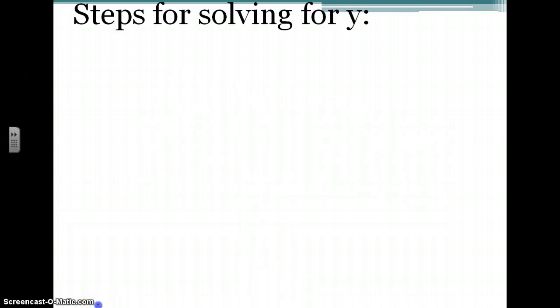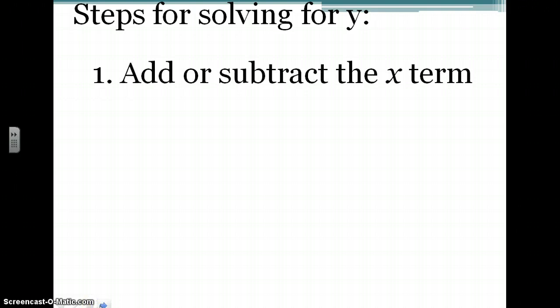The first step is add or subtract the x term. So you're going to either add or subtract the x term. Those are the only two operations you can do, add or subtract it.